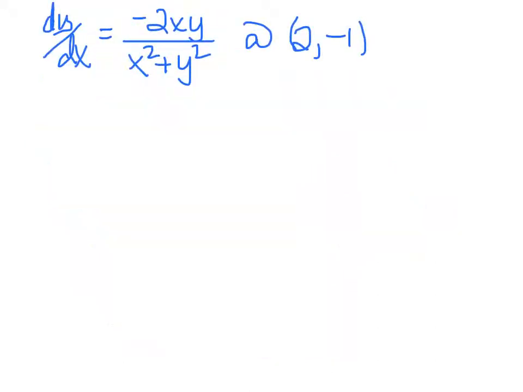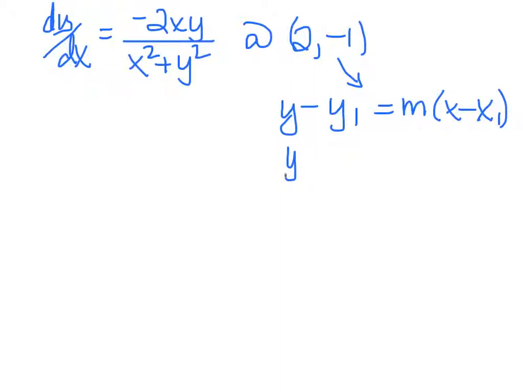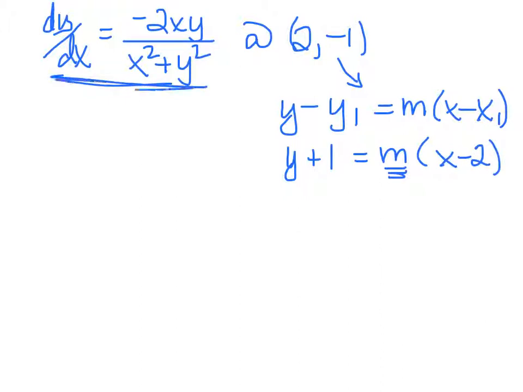Part B is asking us to write an equation for the line tangent to the curve at the point (2, negative 1). So what I did was I wrote down the point (2, negative 1), and I wrote down the derivative from part A. So remember, the equation of a tangent line would be y minus y1 equals m times x minus x1. Okay, now we have the point (2, negative 1), so we're going to throw that in. So this is going to become y plus 1 equals m times x minus 2. Now we need m, which is our slope, and our slope is right over here.